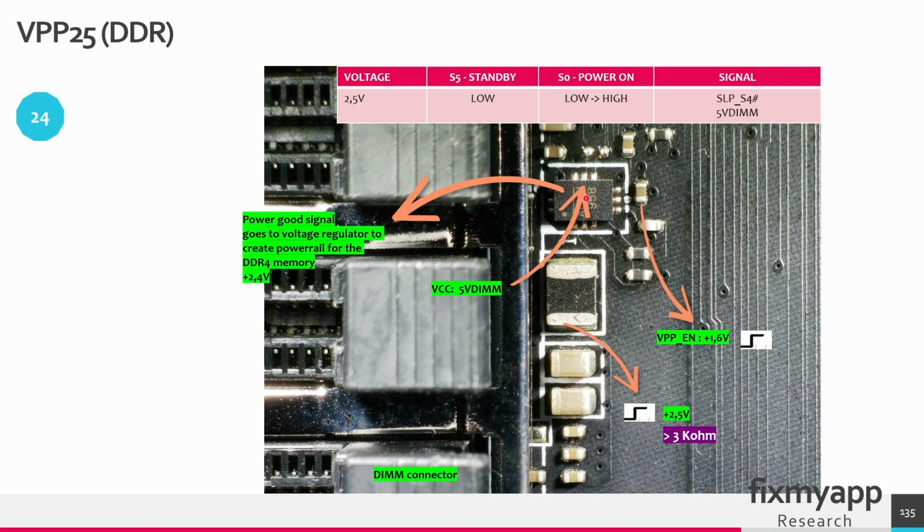This is the buck regulator. When this regulator is powered on and the enable signal of 1.6 volt is present, it will turn on this regulator. It will start generating the 2.5 volt at the output. And if the 2.5 volt is generated correctly, it will create a power good signal that will go to the voltage regulator that will create the voltage for the DDR4 memory.